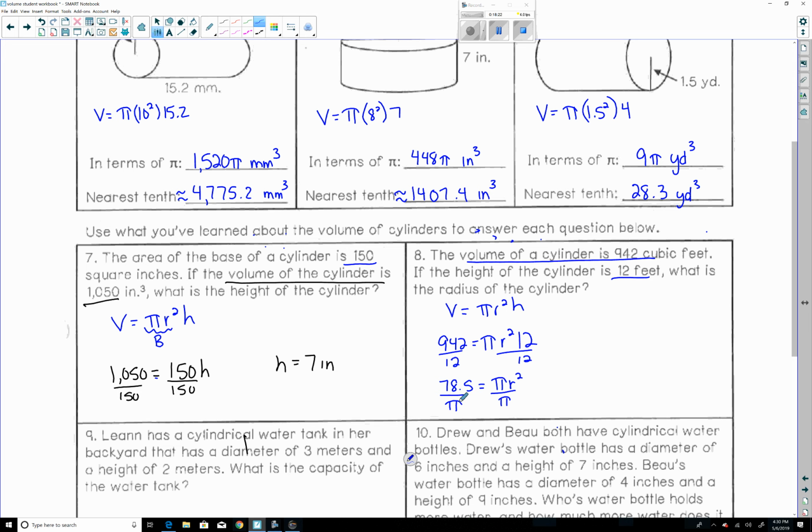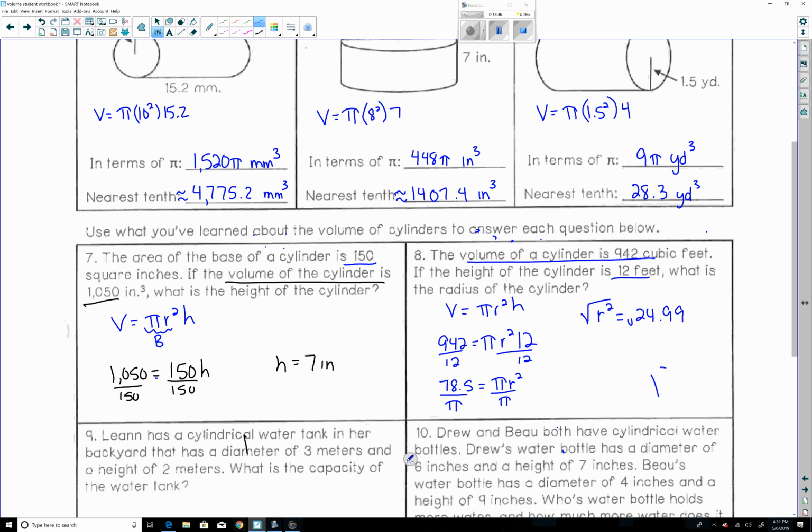So let's see, does it tell us what to round to? Let's go ahead and round to the nearest hundredth. So I'm going to say r squared equals 24.99. Now, if I'm trying to get r, not r squared, what do I do?